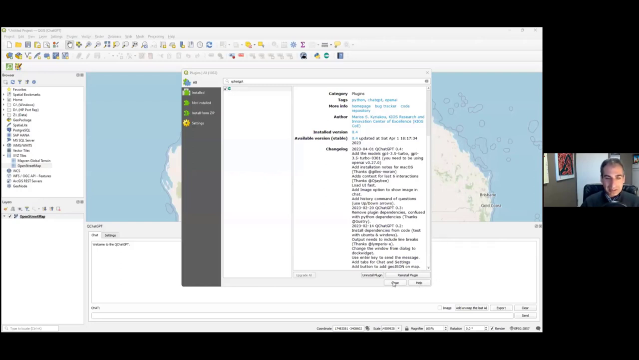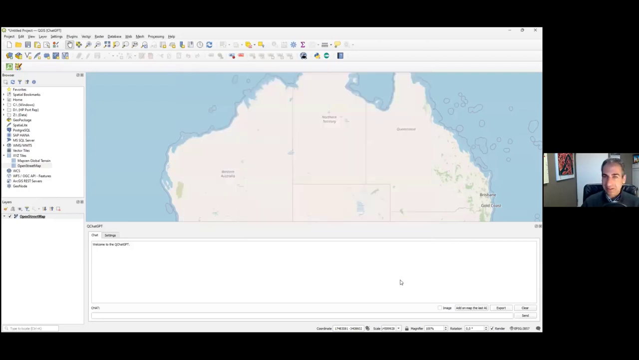So let's have a look at what it can do. You can install it from the plugins manager of QGIS, and it will install all the dependencies that you need to interact with the OpenAI API. And it looks a bit like a ChatGPT interface for QGIS. It has this dock here, and let's start asking some questions. Later, I'll show you some of the settings you can do. But let's ask a water-related question.